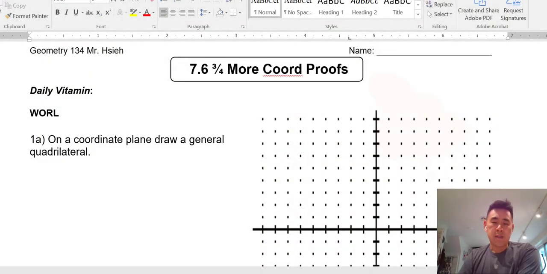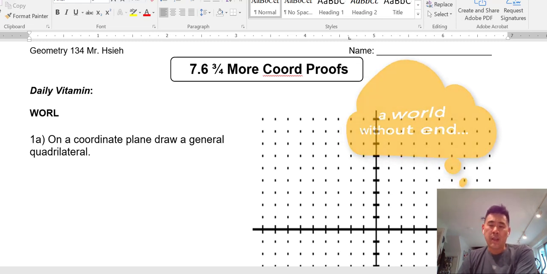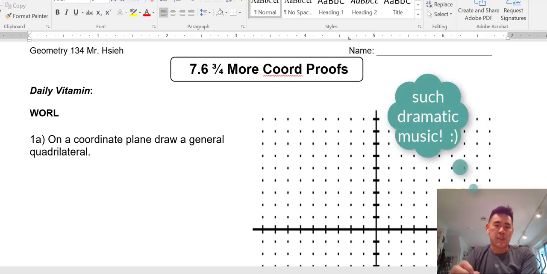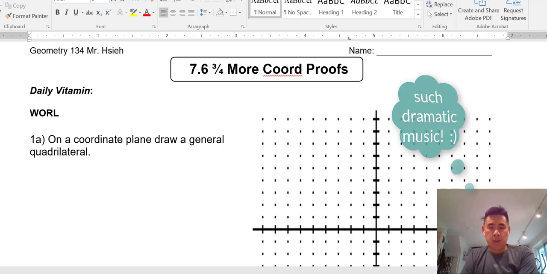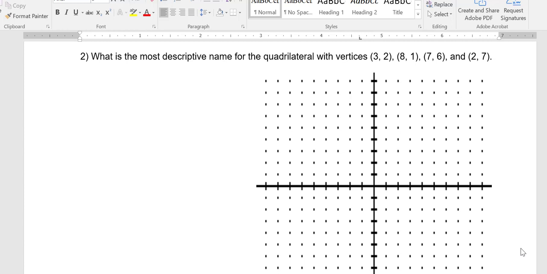Okay, this next section is a bonus section, and there were probably a couple of problems that alluded to this in section 7.6. But what we're going to do here is really dig into coordinate proofs. So if you flip to the back side of this worksheet, you'll see a problem here that we'll try to do together, and you'll get a sense of what my expectations are for you for these coordinate proofs.